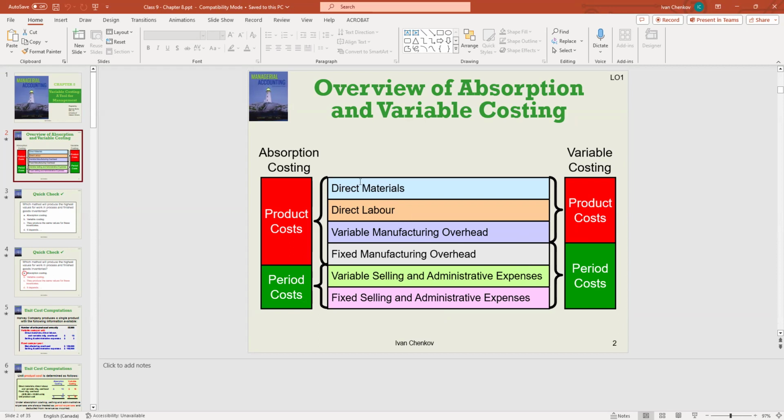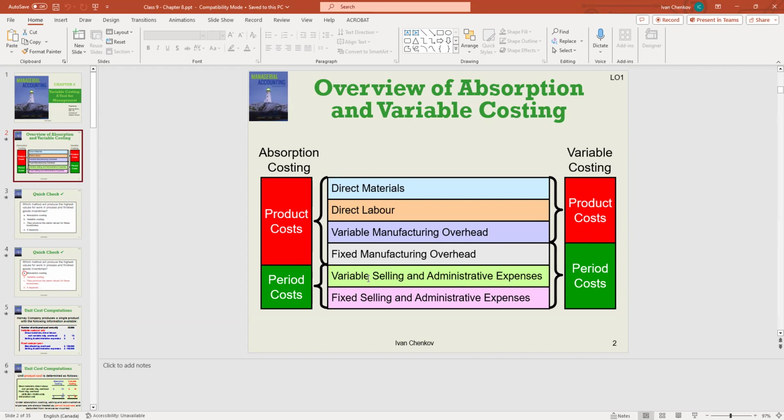Now, what's going to happen with the absorption? The only thing that will be different between variable costing and absorption costing is that absorption is going to absorb, or take into the cost of the product, that fixed manufacturing overhead, which otherwise is going to be expensed in the variable costing. That's the only difference. Everything else, the period cost, sales and administrative expenses, regardless of variable or fixed, they're all period cost. We're going to expense them.